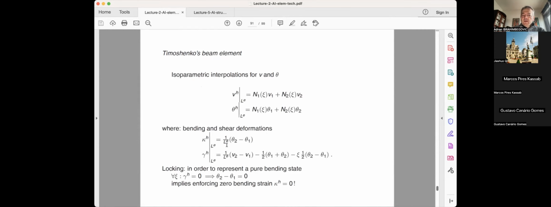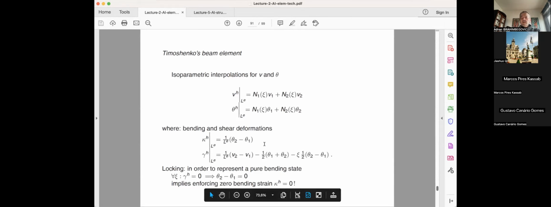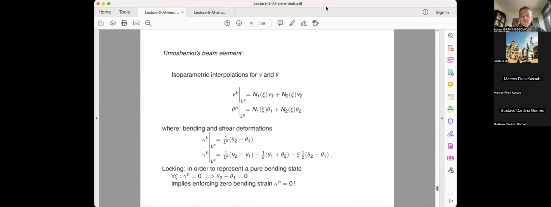Then I build the approximation for the bending to be 1 over Le, Le being the length of the beam, times theta2 minus theta1, where theta2 and theta1 are the two nodal values, and gamma would be (v2 minus v1)/Le minus 1/2(theta1 plus theta2) minus xi times 1/2(theta2 minus theta1). So this is the simplest type of approximation. Basically I'm wondering what I can do in a simple problem. Let me illustrate that for a simple problem, where I might have a difficulty using such a Timoshenko beam element.